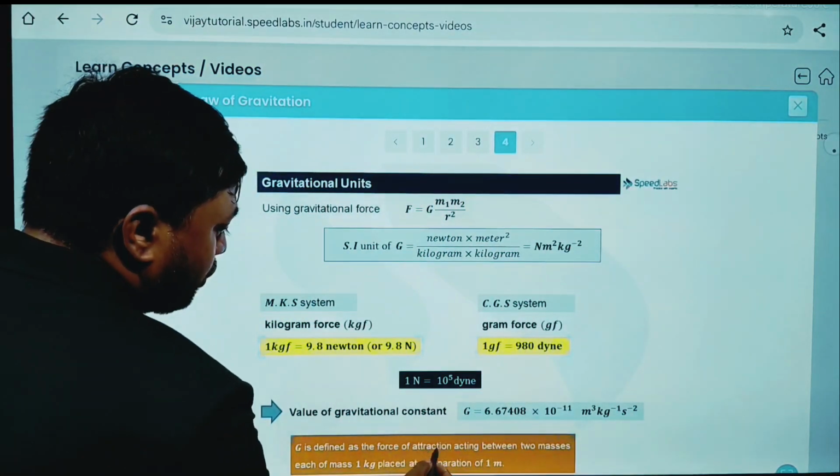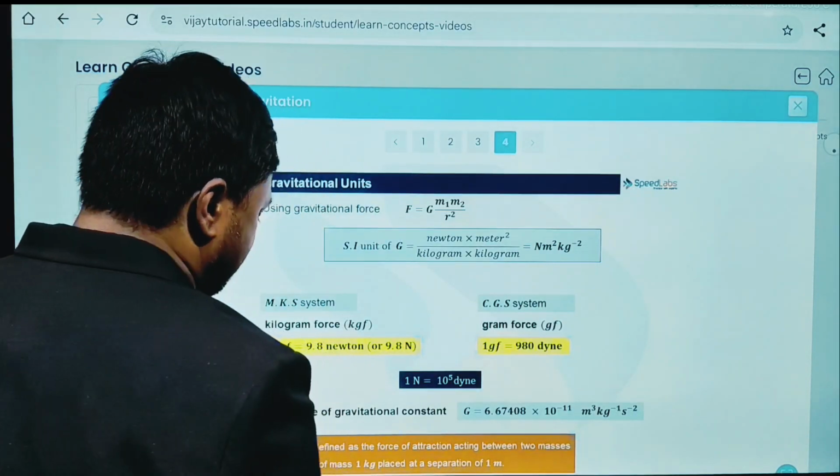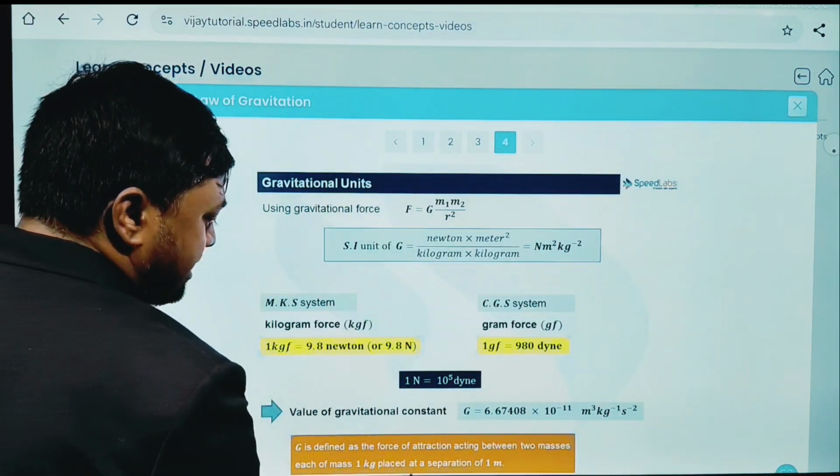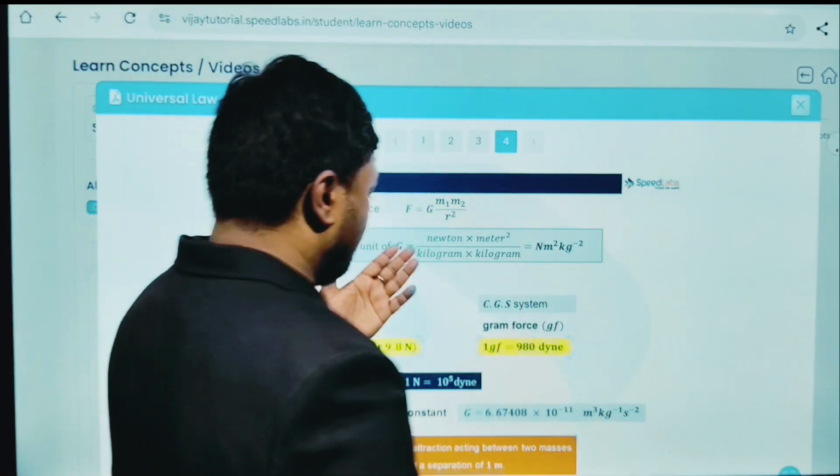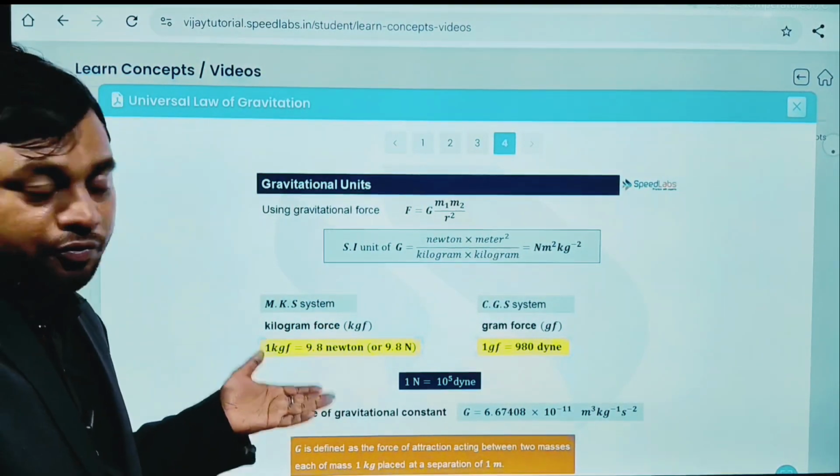G is defined as the force of attraction acting between the two masses, each of mass 1 kg placed at a separation of 1 meter. So this is the definition. You can note it down, very important.